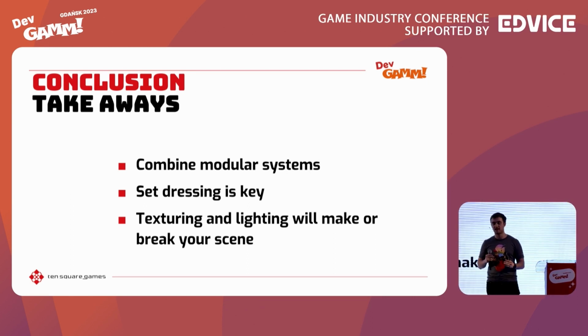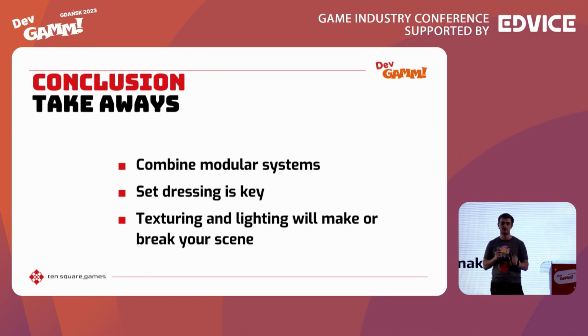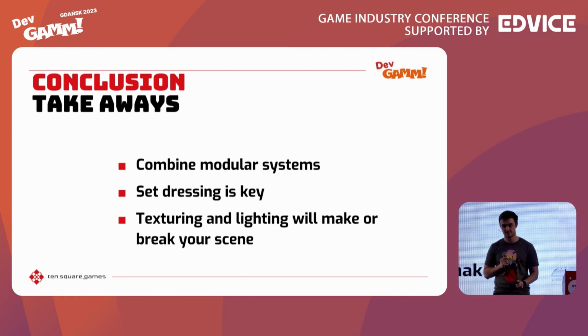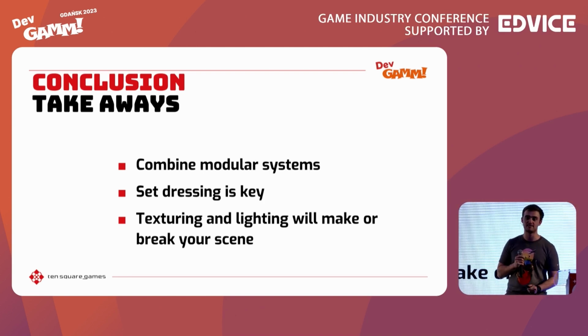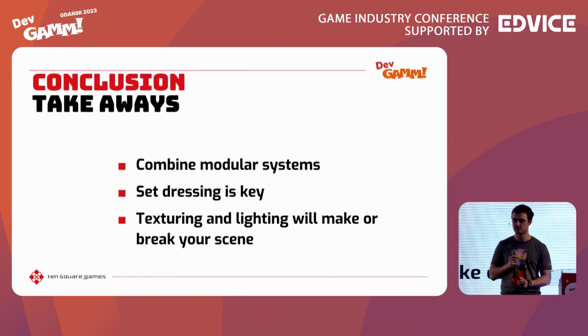And the third one, texturing, of course, is key, but I really can't stress this enough: lighting will make or break your scene. Do make sure you're allocating enough time in production for lighting the scenes. It is an extremely important part of the process that can very easily get overlooked, especially if you're working with some time constraints.